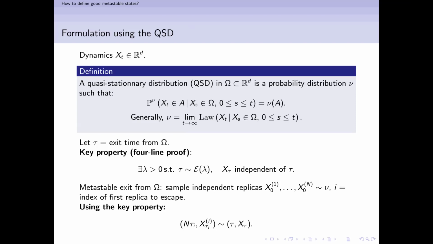So if you denote tau the exit time from omega, the key property that we really exploit in this parallel replica algorithm is that it's exponentially distributed. So an exponential random variable with some rate. And the exit point, x tau, the point at which you exit, is independent of the time.